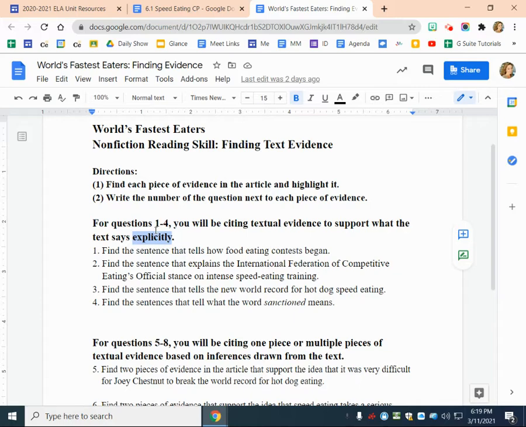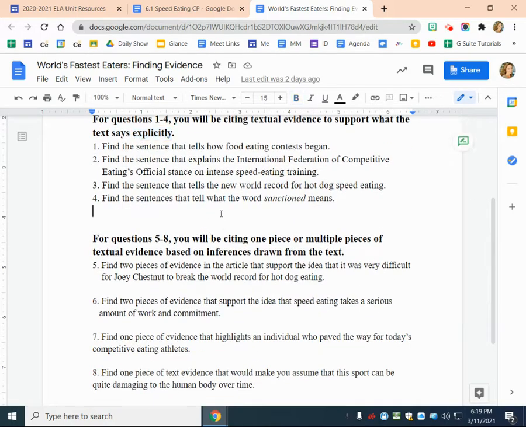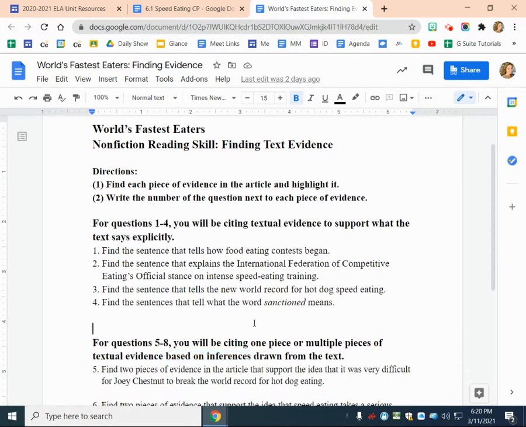It's easier to find explicit evidence when compared to looking for evidence based on inferences. This is where you have to look for clues or hints, and it's not as clearly given to you as the explicit evidence. So we're going to do half of the explicit, and then the other half are going to be based on inferences. All right, number 1, it says find the sentence that tells how food eating contests began.